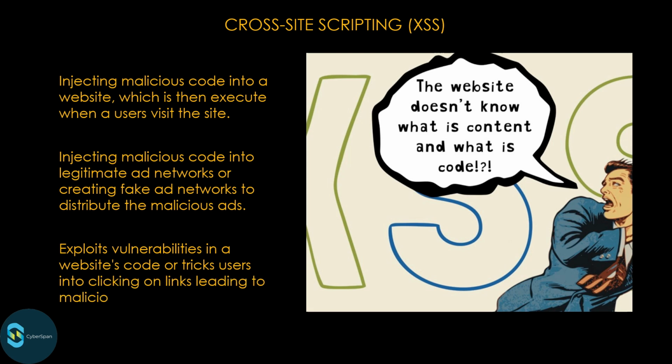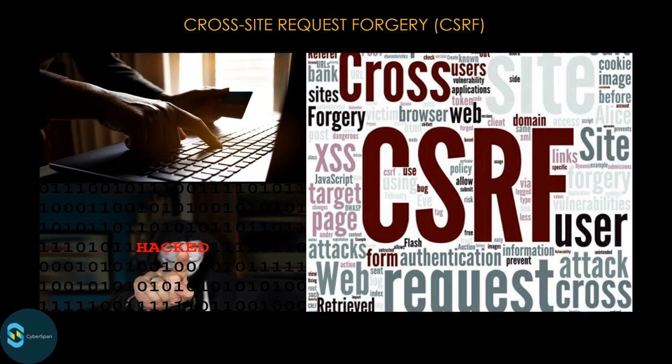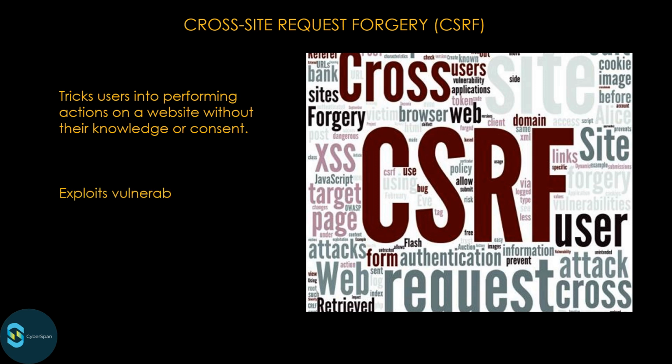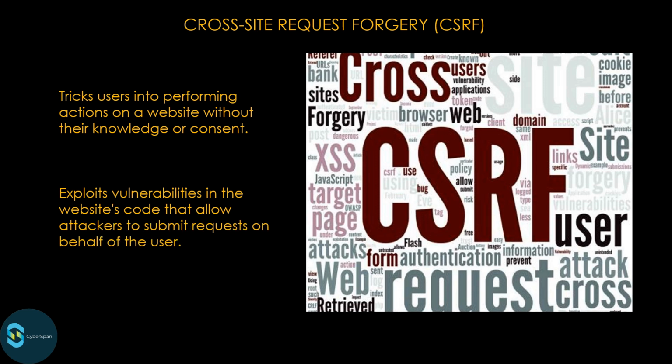The third form of attack is cross-site request forgery. Now, the same poor web development methods discussed under cross-site scripting will lead to other attack vectors, including cross-site request forgery. A cross-site request forgery attack is a case where hackers trick you into performing actions on a website without your knowledge or consent. This is typically done by exploiting vulnerabilities in the website's code that allow a hacker to submit requests to the browser on your behalf.